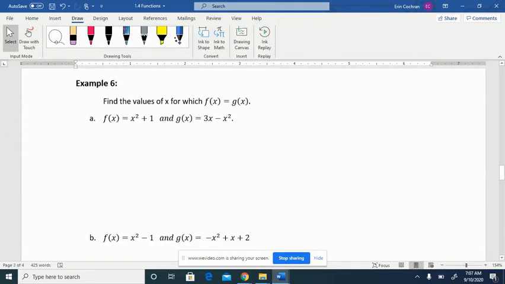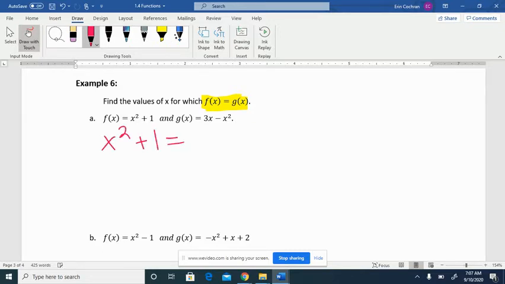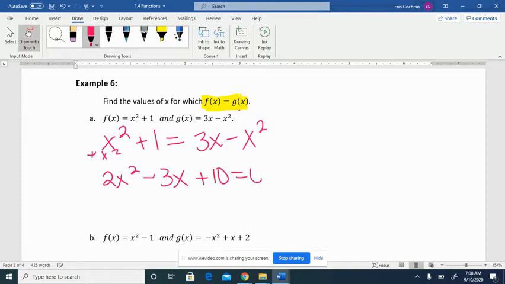Example 6. Okay. Find the values of x for which f of x equals g of x. So now we want the functions to be equal to each other. Okay. So if I look at part A, what is f of x? F of x equals x squared plus 1 equals, well, what's g of x? 3x minus x squared. Okay. So now let's get our x squareds on the same side. Let's set this equation equal to 0. So I'm going to add the x squared. So I'm going to get 2x squared, bring the 3x over, so minus 3x plus 1 equals 0.